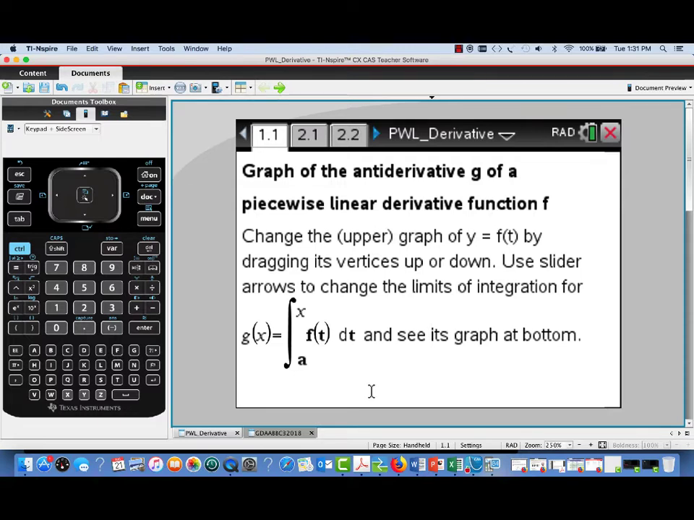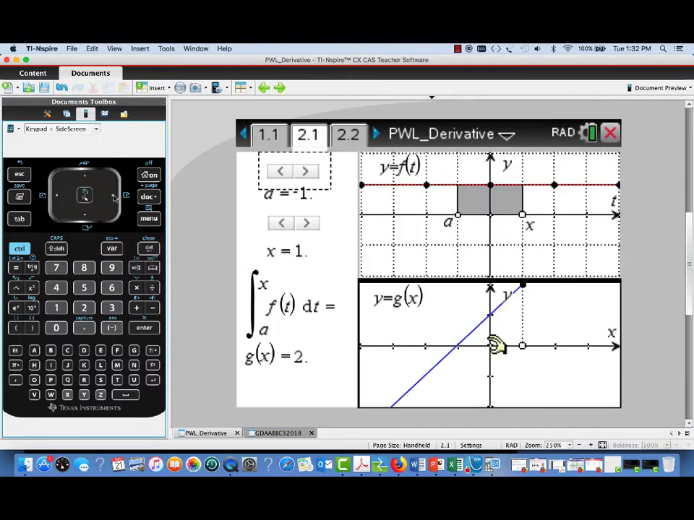We're going to be able to manipulate the graph of a continuous piecewise linear function f by simply moving some points around. Using the fundamental theorem of calculus, the function g, which is a definite integral function of our piecewise linear function f, will give us an antiderivative of that, and we'll be able to see the graph of g on the same page.